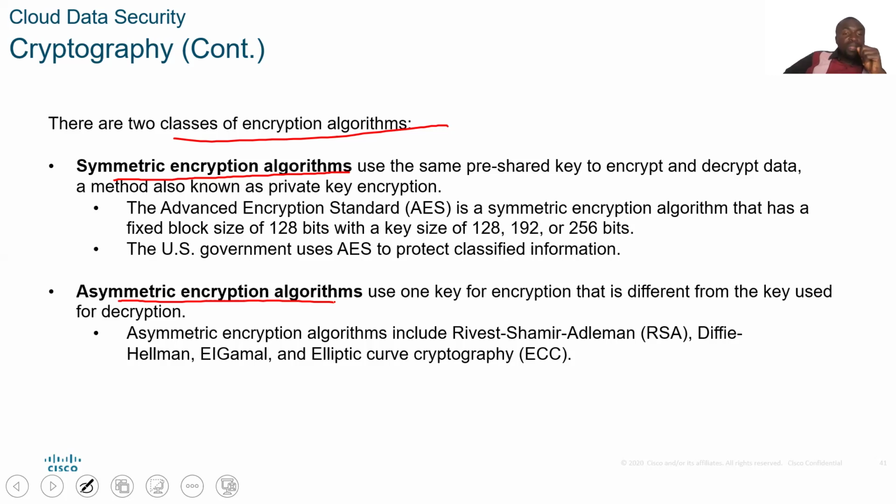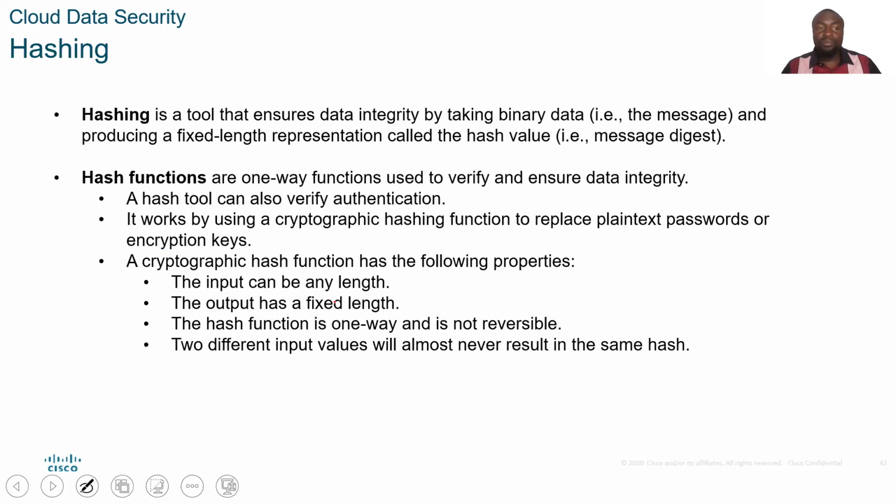So anytime you are configuring wireless or Wi-Fi, you see that the password they're using is AES, which means Advanced Encryption Standard. The asymmetric encryption uses one key for encryption that is different from the key that is used for decryption. The asymmetric algorithms include RSA, Diffie-Hellman, and so on and so forth. So the key element is that it's the husband that encrypts, and what decrypts it is the wife. Hashing, like I have explained to you, is a tool that ensures data integrity by taking the binary data and producing a fixed length representation called a hash value.